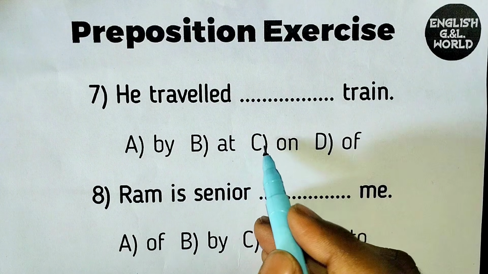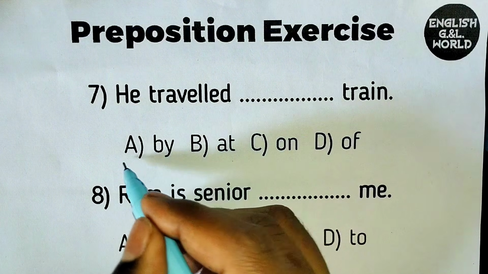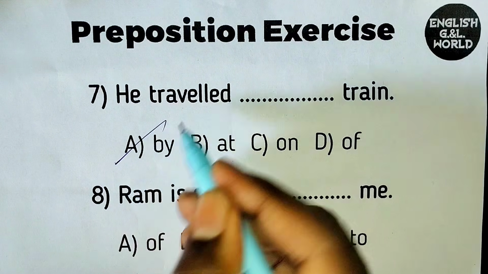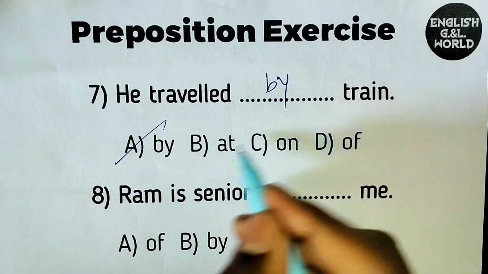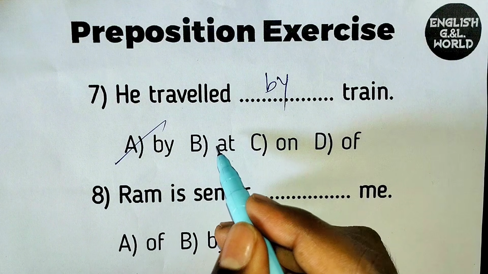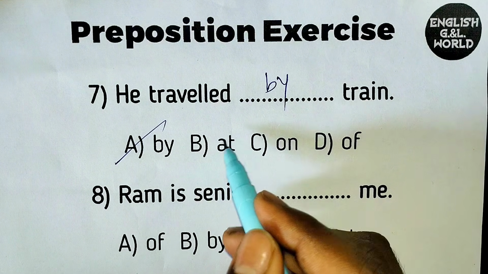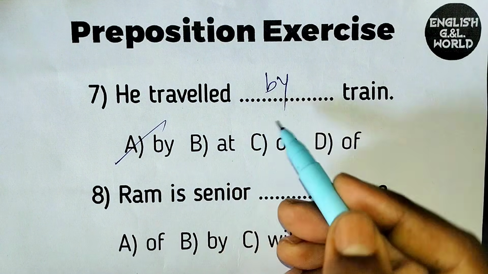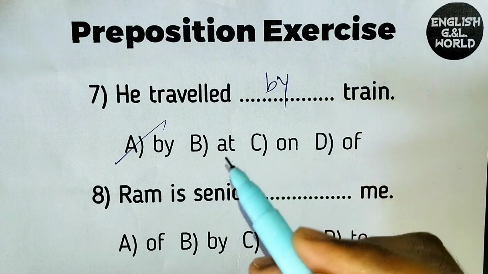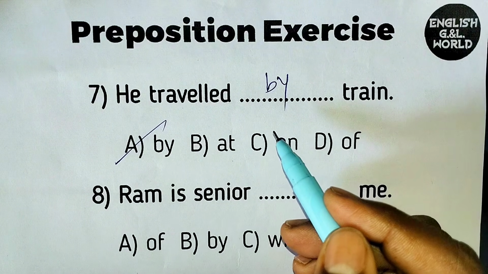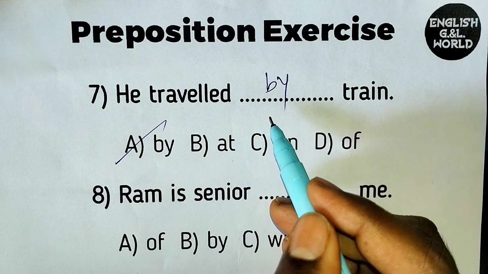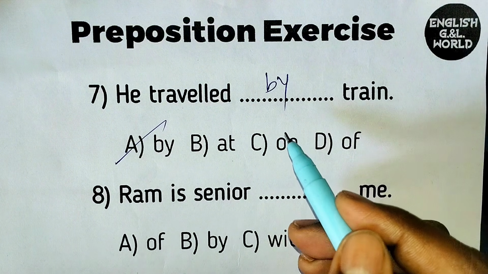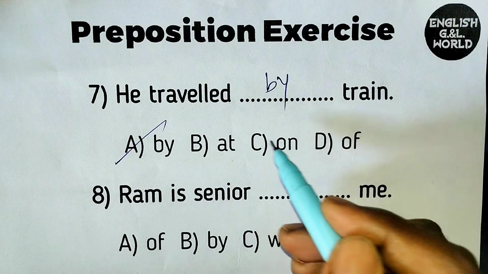It is very common. He traveled obviously by train because it indicates the mode of transportation. So we have to use by, or you can say he traveled by car, by plane, etc. But by is always used in these sentences.